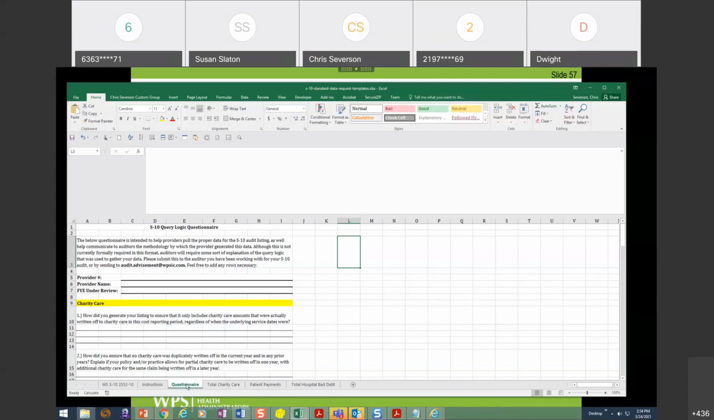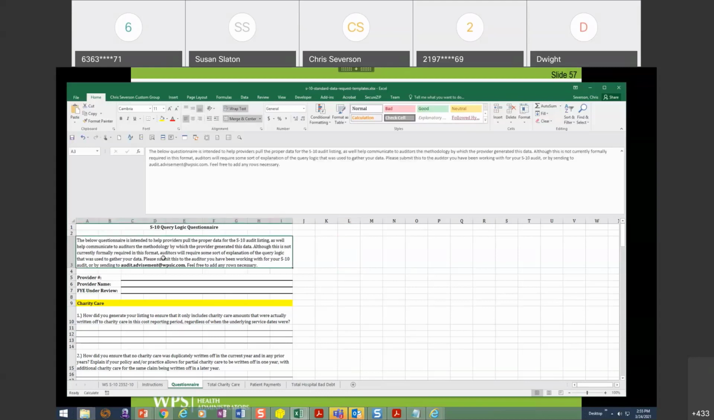But I think what I want to spend this last 6 minutes on is this query logic questionnaire, because this is the piece that really sets the stage for the audit. We think this is good training for the providers while they're putting the listing together, and we believe it'll help eliminate a lot of those more obvious errors, so that by the time we get to our detailed sample selections, it won't be as much of a concern about what's getting extrapolated, because hopefully there won't be any more obvious errors.